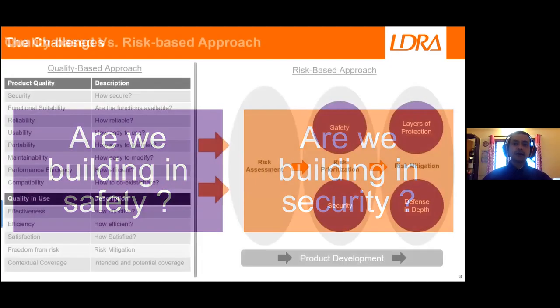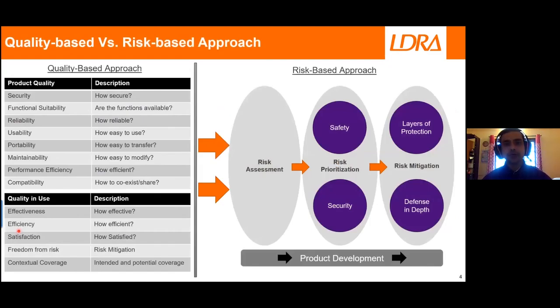Typically, earlier the approach was based on quality: what the quality of my particular system or my vehicle is, how maintainable it is, how reliable it is, how usable it is. But apart from this quality-based approach, the risk-based approach started evolving over time, with risk-based approaches for safety and for security.